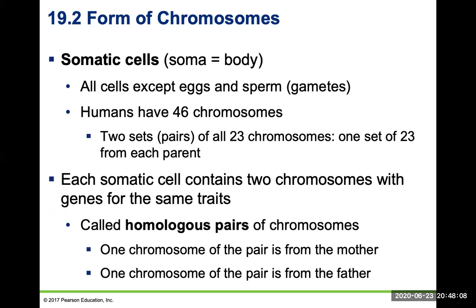Somatic cells, soma is body. These are all your cells except eggs and sperm, which we call gametes. Humans have 46 chromosomes, two sets or two pairs of all 23. One set of 23 you get from each parent. And each somatic cell contains two chromosomes with genes for the same traits. They're called homologous pairs, where one chromosome of the pair is from the mother and one chromosome of the pair is from the father.